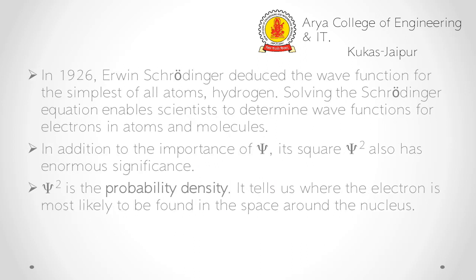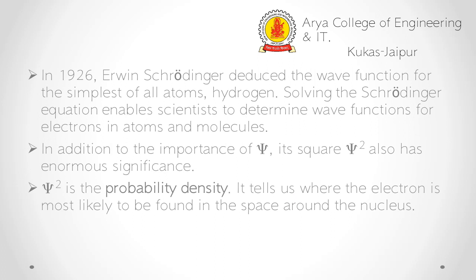In 1926, Erwin Schrödinger deduced the wave function for the simplest of all atoms, hydrogen. Solving the Schrödinger equation enables scientists to determine the wave function for an electron in an atom and molecule.